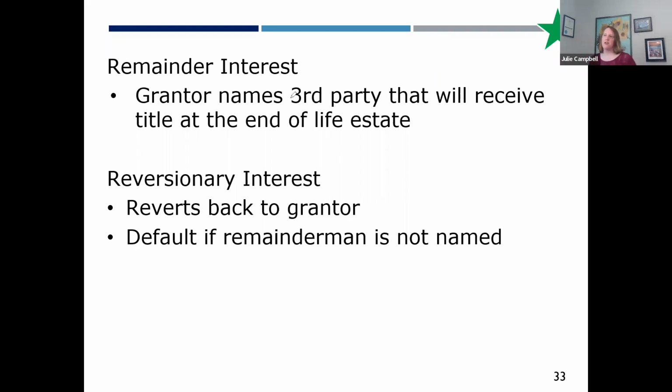So at the end of the estate, it could go on to a remainder man. If it's going back to the grantor, it's a reversionary interest. You see the word reverse there? So we're going to reverse it back to the grantor. Remainder man is sending it on to a named third party when the life estate is over. Reversionary is when it goes back to the grantor.